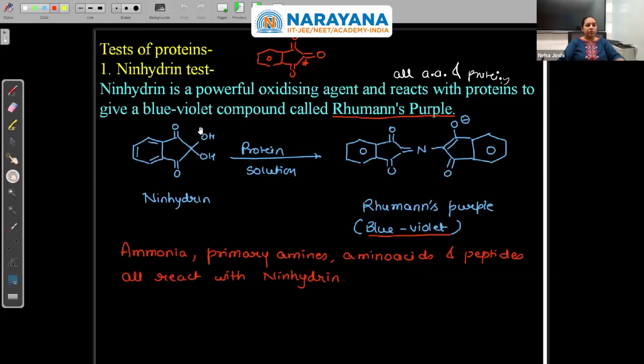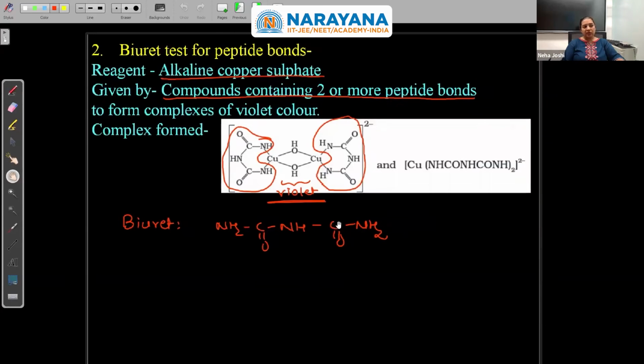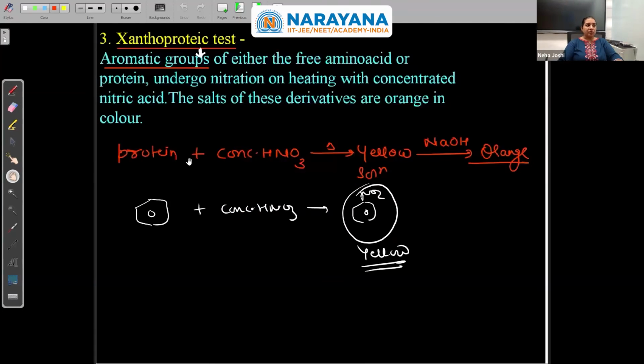Okay. Next is the biuret test. Now, biuret, if you see, is somewhat like urea, NH2CONH, and again CONH2. So alkaline copper sulfate is our biuret test reagent. It is given by any compounds which have two or more peptide linkages. Here these are the peptide linkages, right? And what they form is this type of complex with copper. This complex is a violet color, so the appearance of that violet color confirms the biuret test.